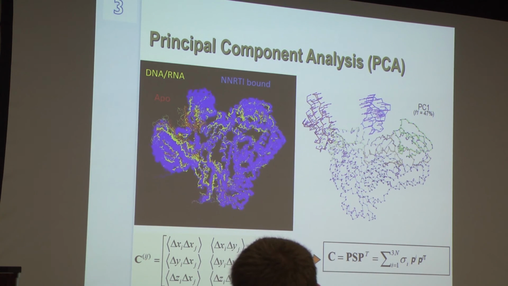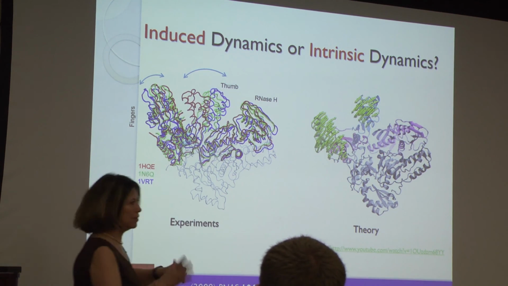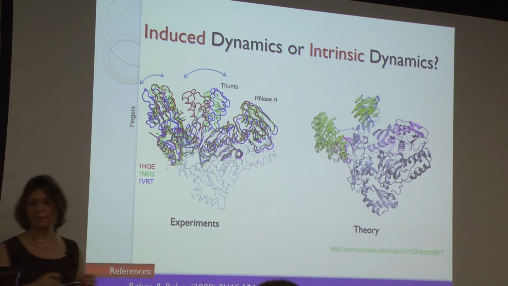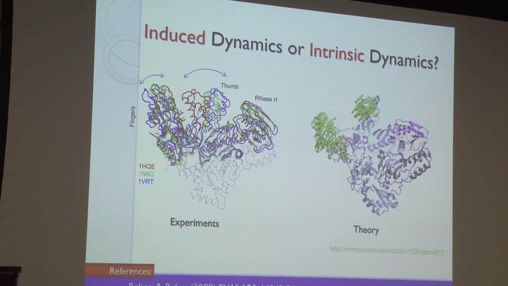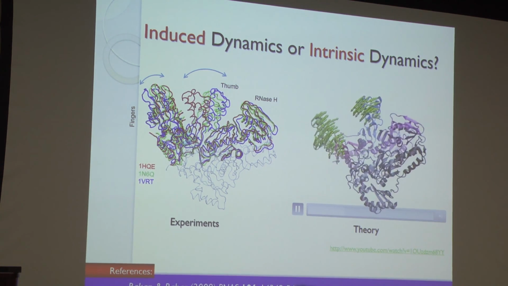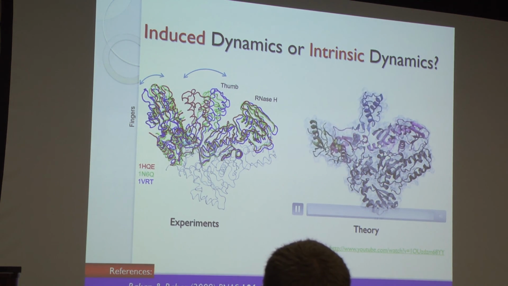So that's from ensemble analysis. But then you can do the same thing from theory using the ANM, and you get exactly the same type of movements. See? So this is how the structure looks, and this is the most dominant mode of motion, the relative movements of these two regions.